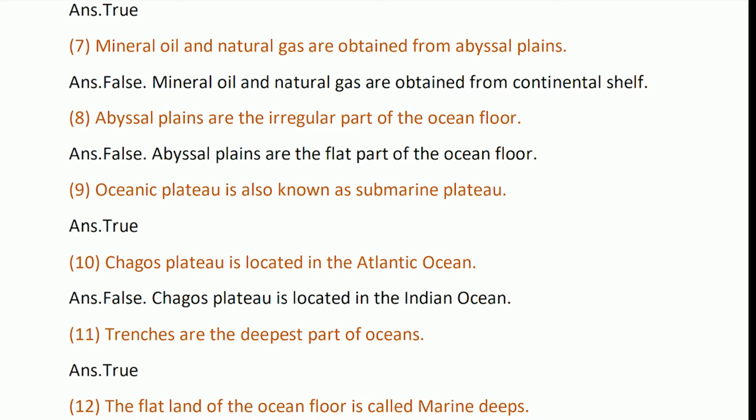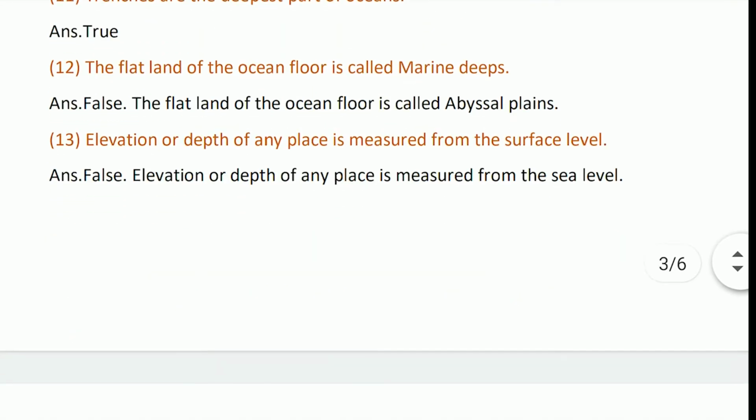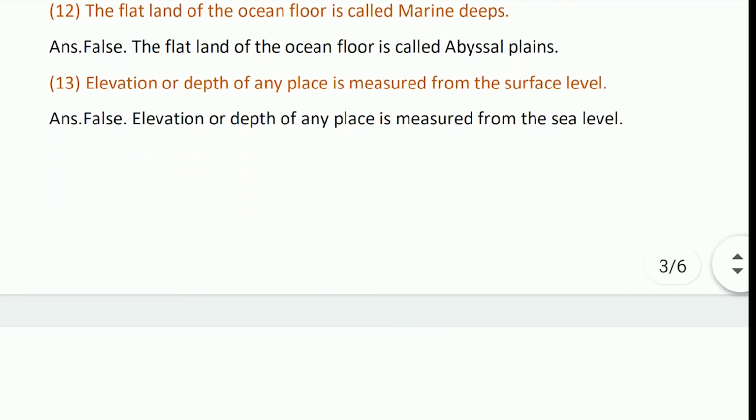The Chagos Plateau is located in the Atlantic Ocean. False. The Chagos Plateau is located in the Indian Ocean. Dredge are the deepest part of the ocean. True. The flat land of the ocean is called the marine deeps. False. The flat land of the ocean is called the abyssal plains.